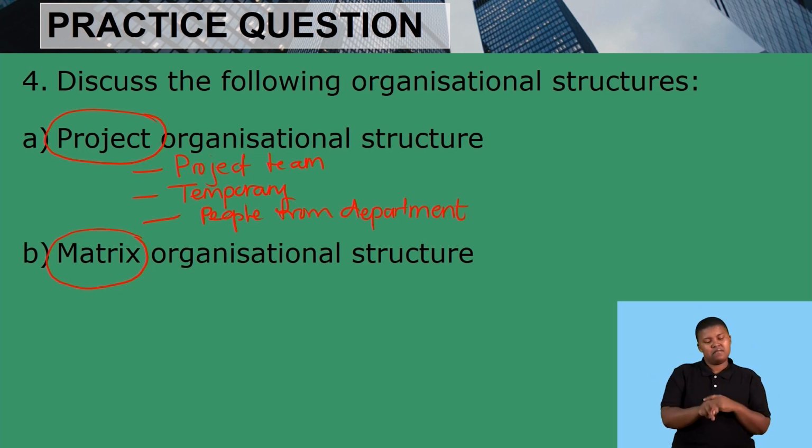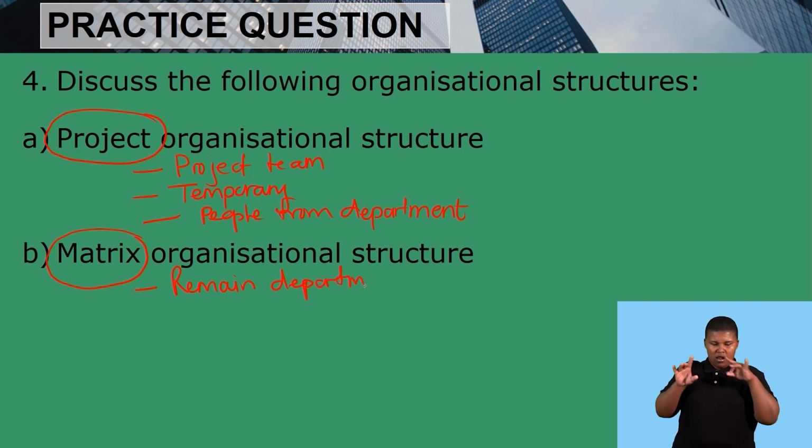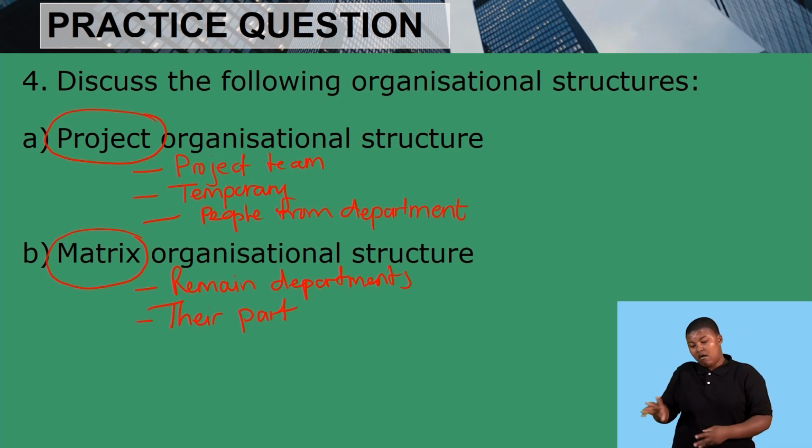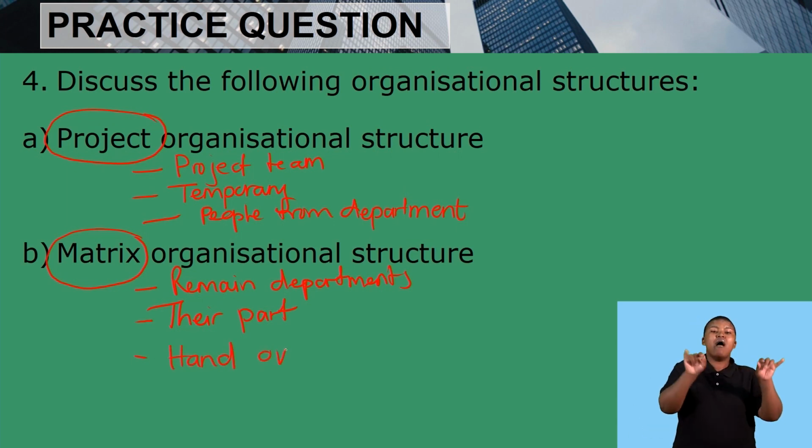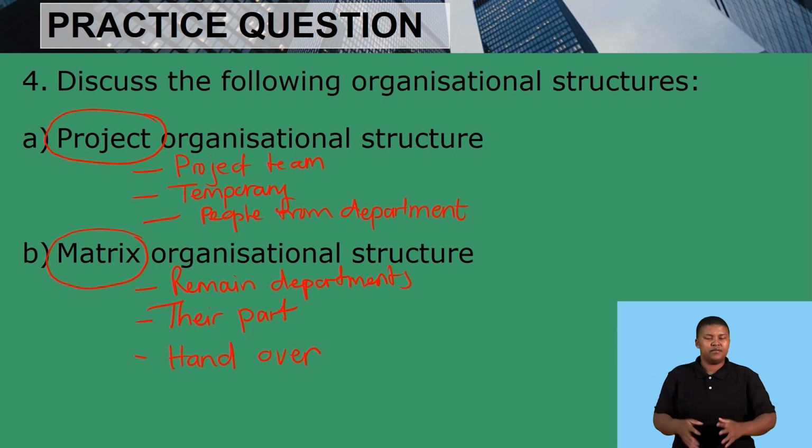Where the matrix organizational structure, people remain in their departments. They will not be taken out of their specific jobs to form a team. They will stay where they are, and then they will conduct only their part of the project. And after they are done with their part, they will hand it over to the next people who have to do, again, the next part of the project.